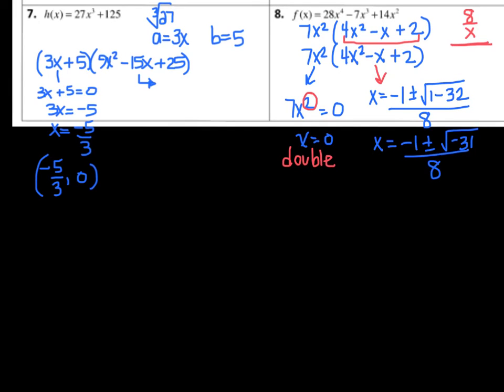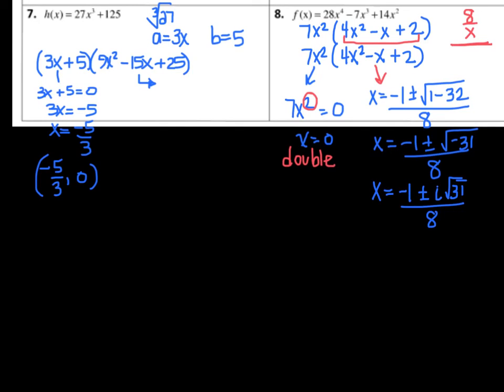All over 8. I need to look at my square root and see if I can simplify it, and I know that the negative has to come out in front of the radical as an i. So I'm going to have x equals negative 1 plus or minus i root 31 all over 8. And this can't simplify anymore.